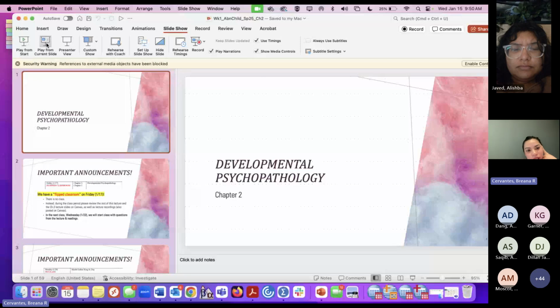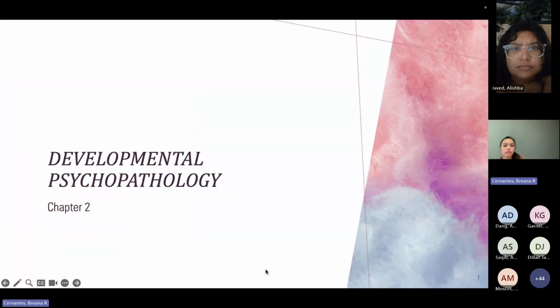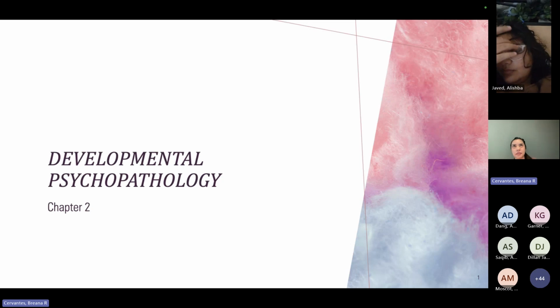I'm assuming you can see the slides. So chapter 2, I decided in your syllabus to combine chapter 2 and chapter 3. In general, I want the overall domain for you to think back on to be developmental psychopathology, and these 2 chapters are helpful for understanding the different pieces of developmental psychopathology.